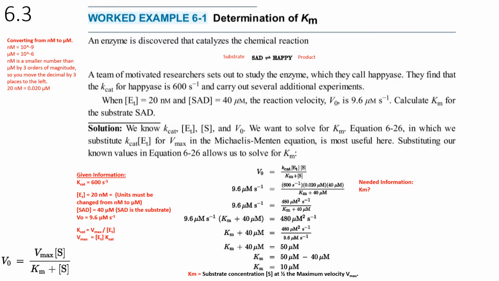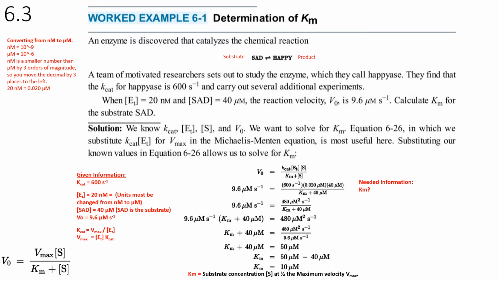They gave us the enzyme turnover rate, the total enzyme concentration, the substrate concentration, and V naught. So they didn't really give us these values, they gave us different values. So this is where you use these facts right here. The Kcat, or the enzyme turnover number, is equal to the Vmax divided by total enzyme concentration, where the Vmax is equal to the total enzyme concentration times the enzyme turnover number.